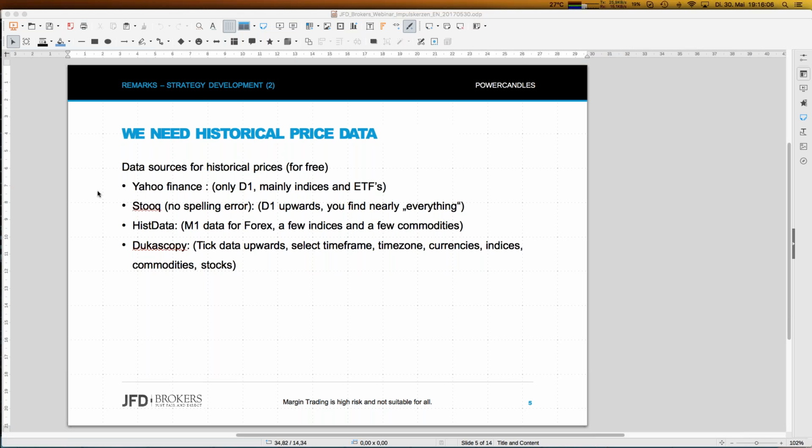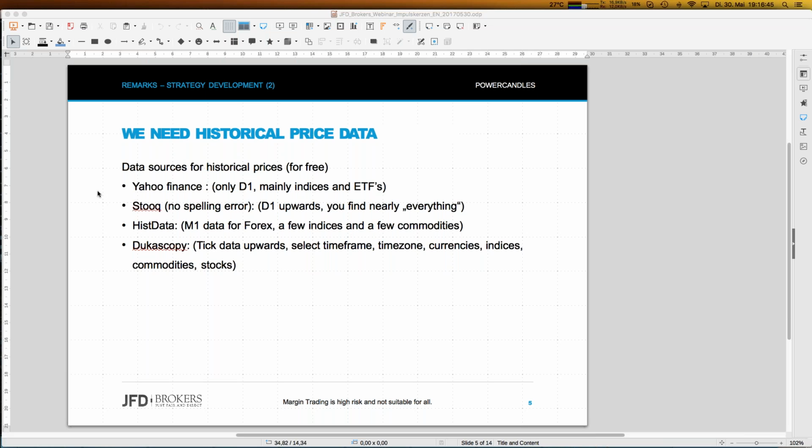Next source, and now we go intraday as well, is a source which is called histdata.com. Here you will find M1 data, so on a minute base, mainly for Forex, a few indices and a few commodities. Be aware that those data are in New York time. So if you look for the DAX, for example, it opens at really strange timing, but you will see that. Anyhow, you have access to M1 data for about 8 years now.